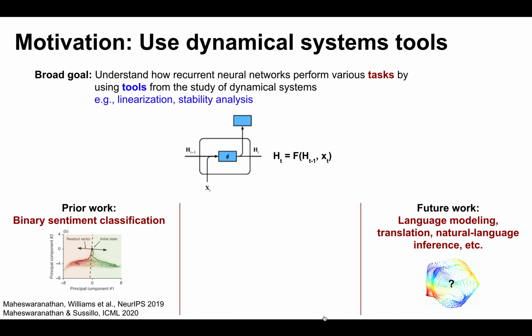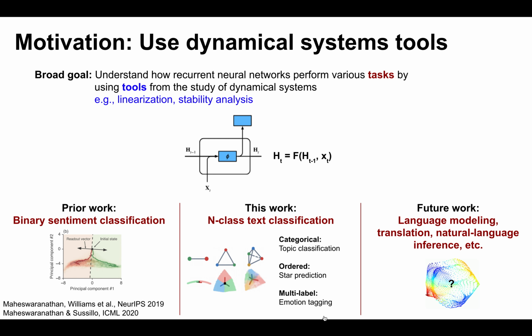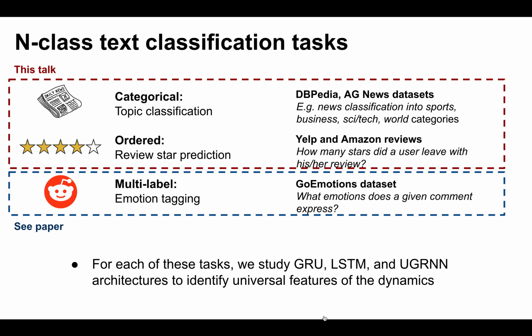But before we do that, we want to, in this work, understand how RNNs work on n-class text classification, where n in this case is now greater than 2. So in particular, I'm going to be talking about two different types of text classification tasks. One is a categorical task, for example, classifying a news article into, let's say, a sports or business category. The second type of task is an ordered task, for example, classifying the number of stars that a user left along with his or her review of a certain product.